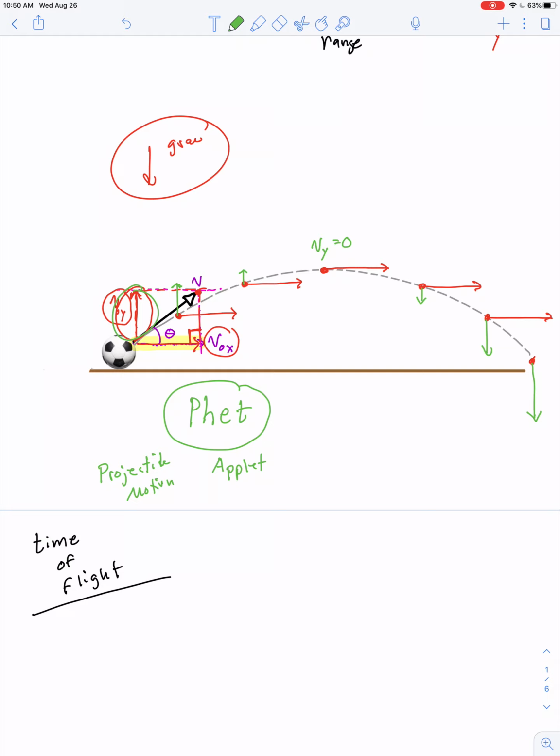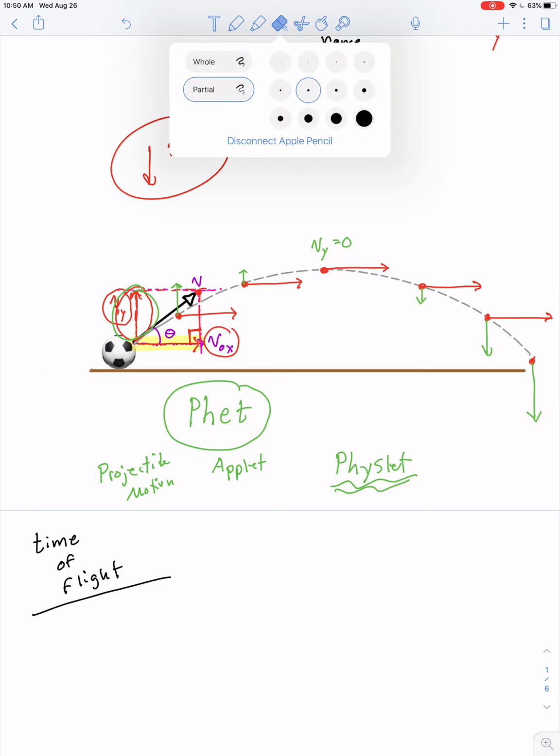In fact, when an applet is used to make physics principles come to life, they sometimes refer to it as a physlet. So I'd encourage you throughout the semester to find some physlets just by typing in any subject matter followed by the word applet or physlet. Okay, so that was a little bit off topic. Let's bring this back home.